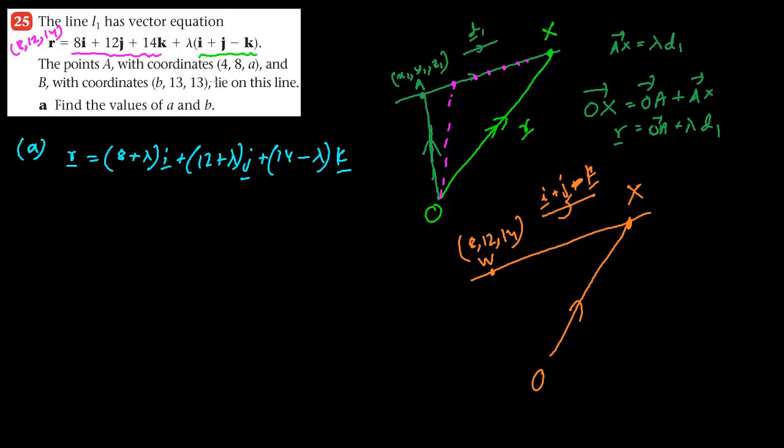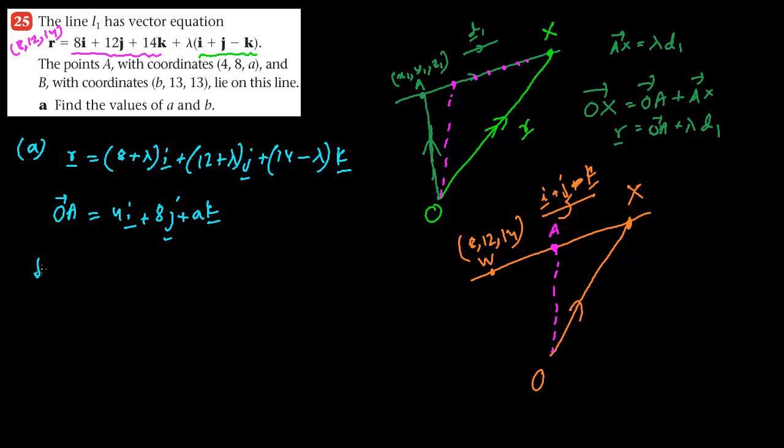When they say point A lies on this line, that means they're actually giving a new position. They're saying there is a point A over here, and they're giving us the coordinates of that point. That means we can write OA equals 4i plus 8j plus ak. Now this is a universal position vector and this is a specific position vector for the point, so we know the value of lambda would be specific. The value of lambda would be the same for each and every coordinate. So what we can do is equate the two vectors.